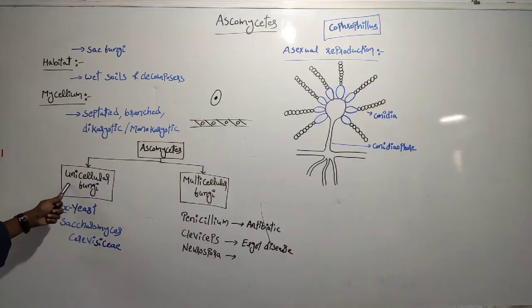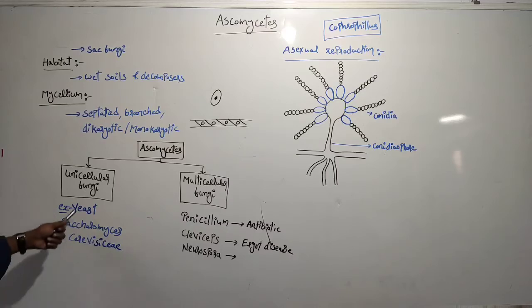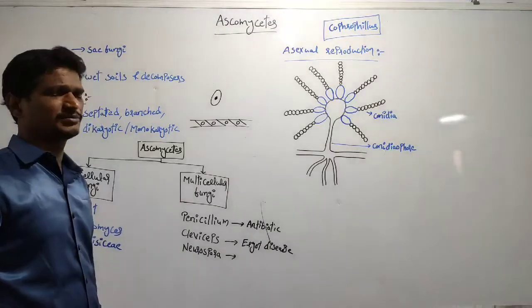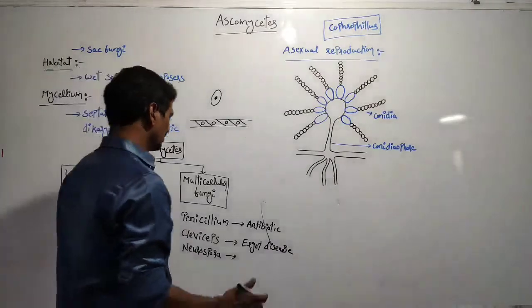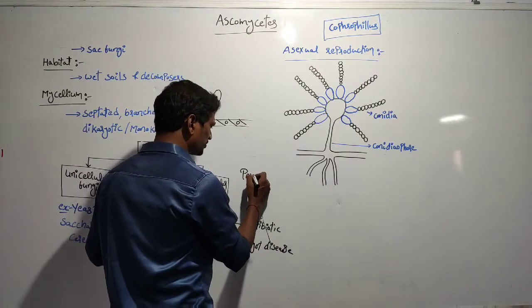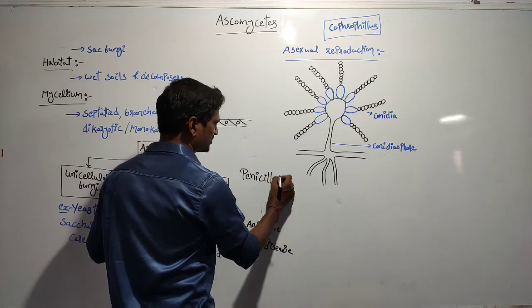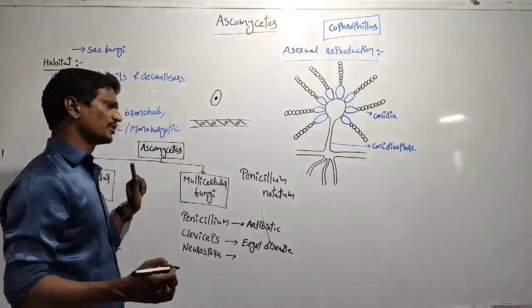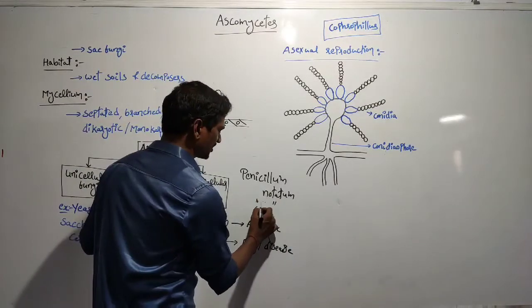So among ascomycetes, the unicellular fungus, for example, is yeast. The scientific name for yeast is Saccharomyces cerevisiae. Remember, Saccharomyces cerevisiae is a unicellular fungus. Coming to the next one, multicellular fungi: the best example is Penicillium. We know about Penicillium. Other species are also there. One of the species is Penicillium notatum, and another is Penicillium chrysogenum.